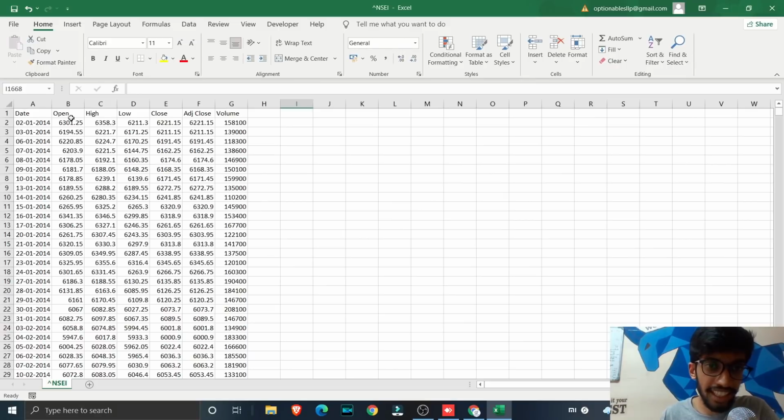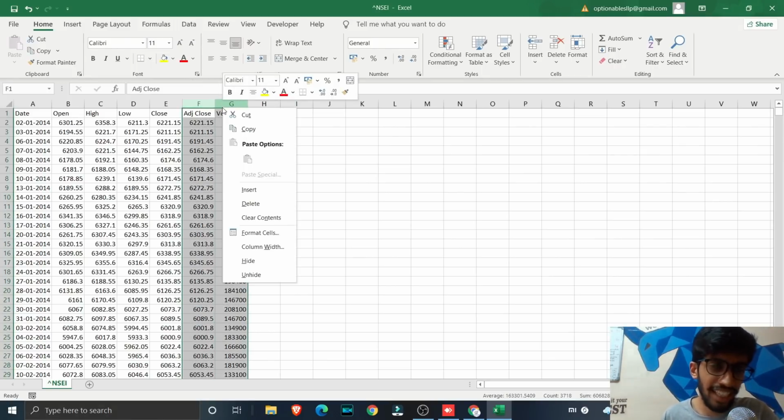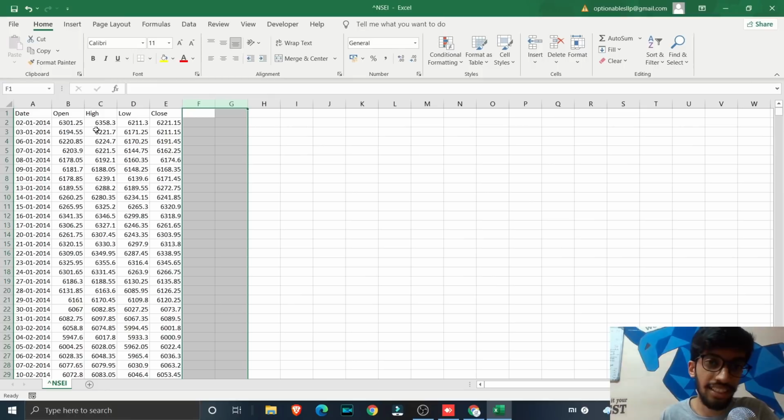So here you can see that I have open, high, low, close as well as adjusted close. So we are just going to take close rates, and we are just going to remove the adjusted close and volume because we are building a very simple strategy. So we'll try to keep it as simple as possible. So now we have only 4 columns with us: open, high, low and close, right?